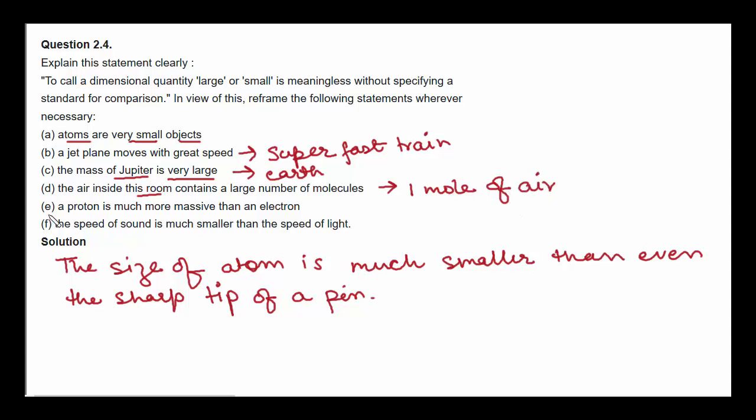Now the fifth statement is: a proton is much more massive than an electron. This statement does not need any rephrasing because we are already comparing the mass of a proton with that of an electron, and definitely a proton has more mass than an electron. Now the sixth statement is: the speed of sound is much smaller than the speed of light. Again, this statement does not need rephrasing as we are comparing the speed of sound with that of light, and we do not require any change.